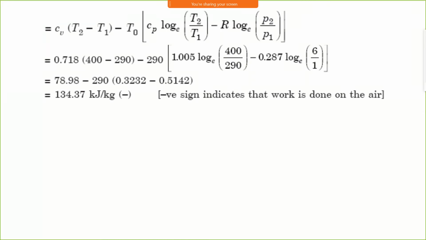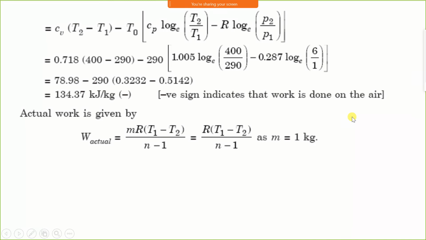Considering air as a system, when air is compressed, work is supplied to the system, and work supplied to the system is always negative. Therefore, even though the answer we are getting is positive, we have to consider it as negative. The negative sign indicates that work is done on the air, and here air is the system.